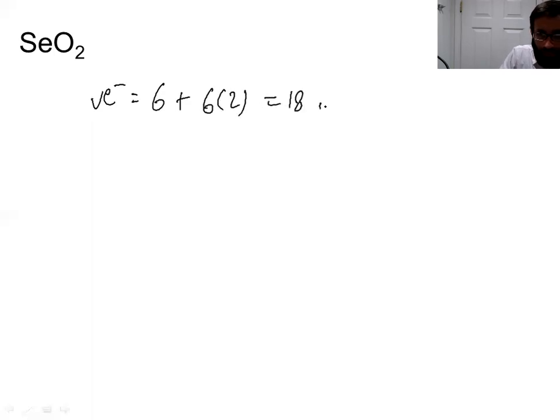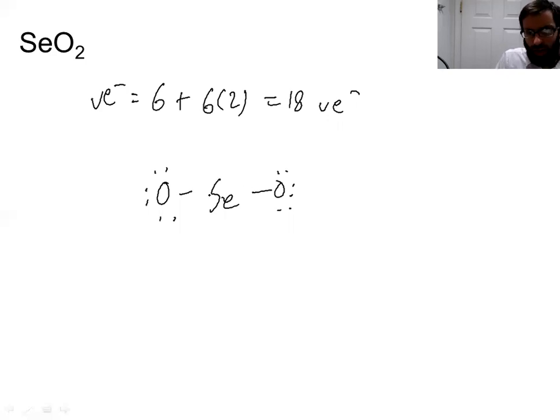Next one, SeO2. Valence electrons, 6 for selenium, and 6 for oxygen, but there's 2 of them. It's going to get me 18 valence electrons. Selenium is less electronegative, so we're going to put it in the center. We're going to go 2, 4, 6, 8, and 2, 4, 6, 8. So that gets us octet rules for the oxygens satisfied, and we're looking good. But our central atom does not have the octet rule satisfied. It only has 2, 4 valence electrons.